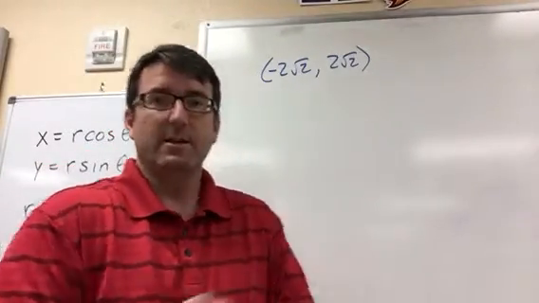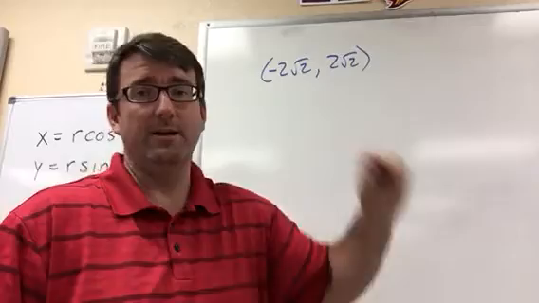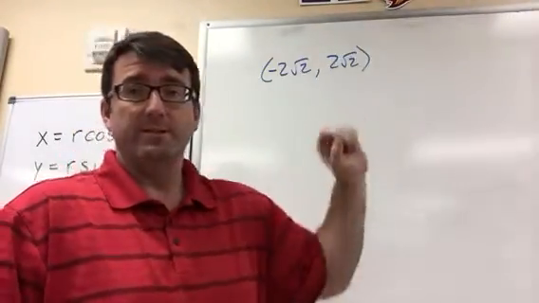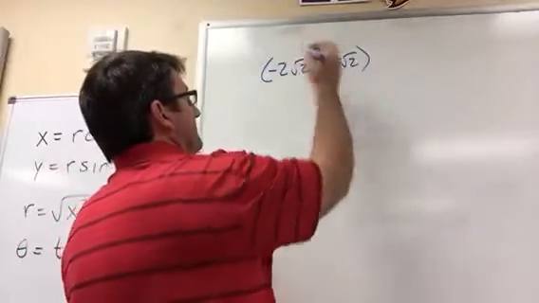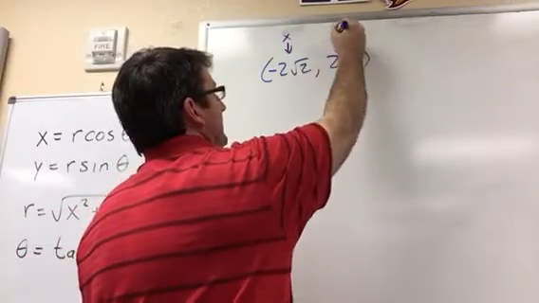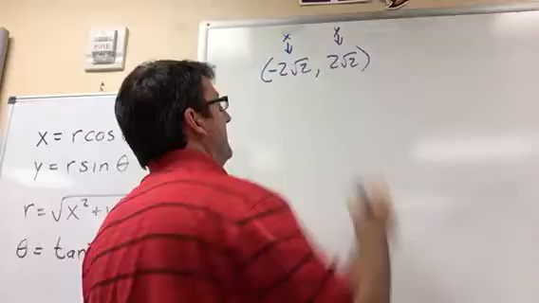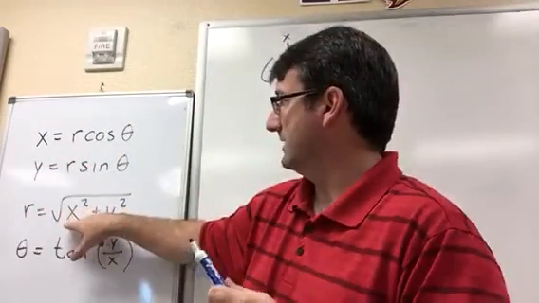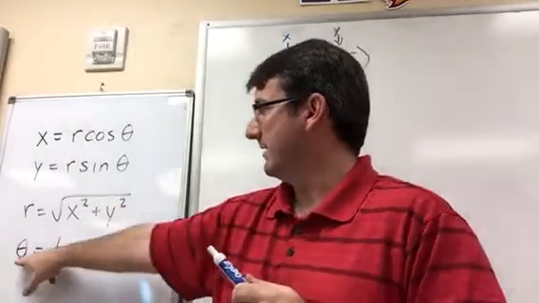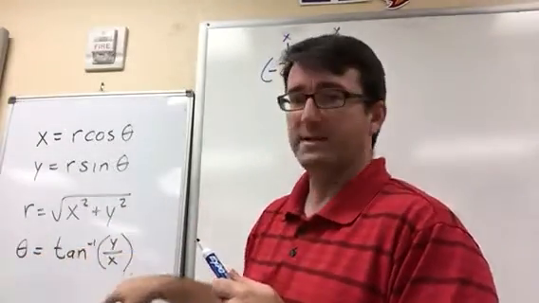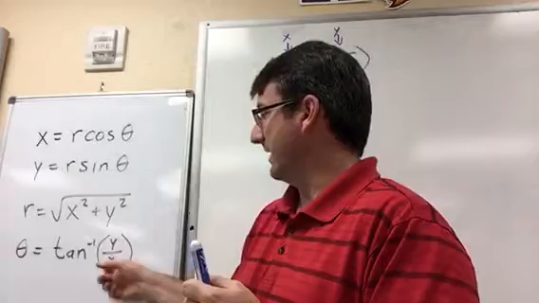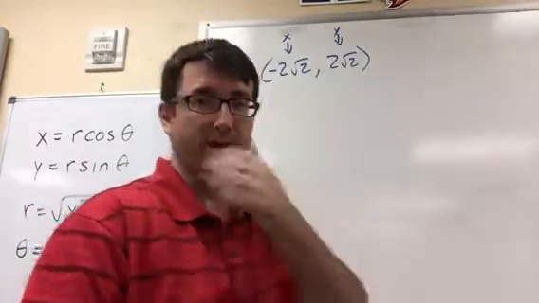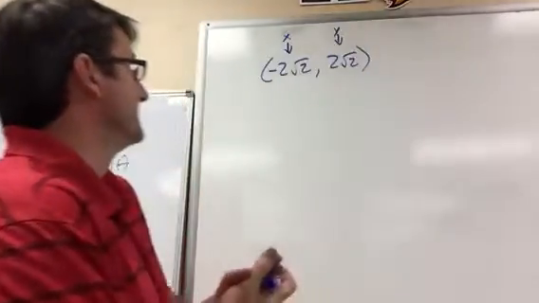Number 6, we're asked to turn this set of rectangular coordinates into polar coordinates. So this is a rectangular coordinate, so this is x, this is y, and we're going to use these equations again. R equals square root of x squared plus y squared. Theta equals inverse tangent of y over x. And we'll plug in our y and x and get r and theta, which will give us our polar coordinates.